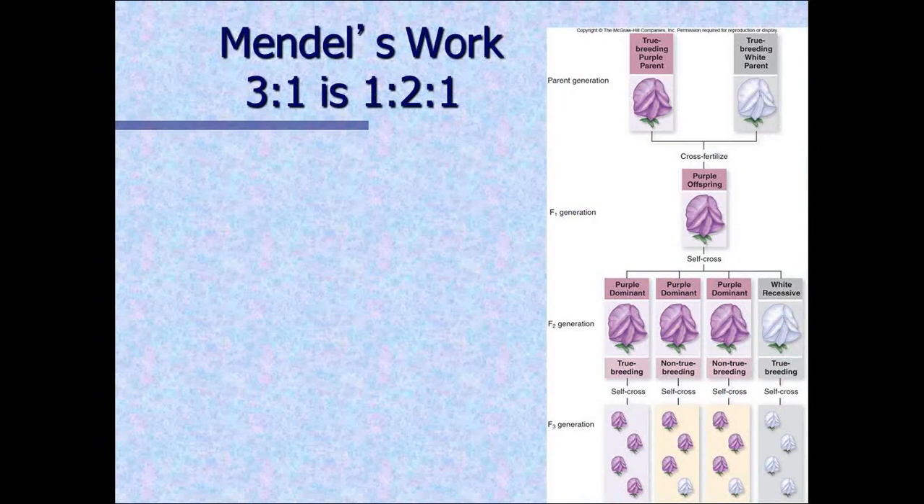What Mendel observed was that 3 of the 4 plants were purple, which was the dominant form, and 1 out of 4 of the plants were white, which was the recessive form.